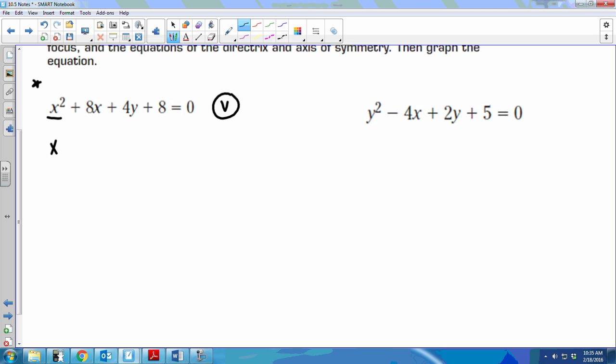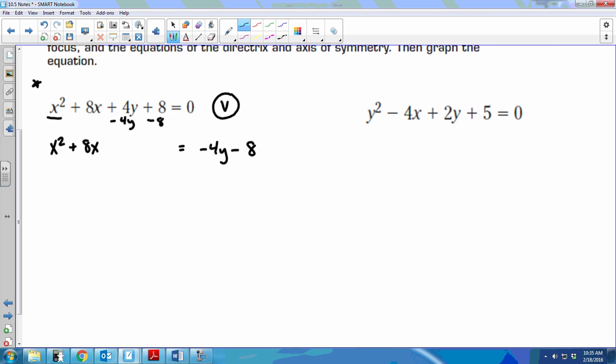So I've got x squared plus 8x. Then I'm going to subtract the 4y and the 8. So I have equals negative 4y minus 8. Everyone understand why we did that?